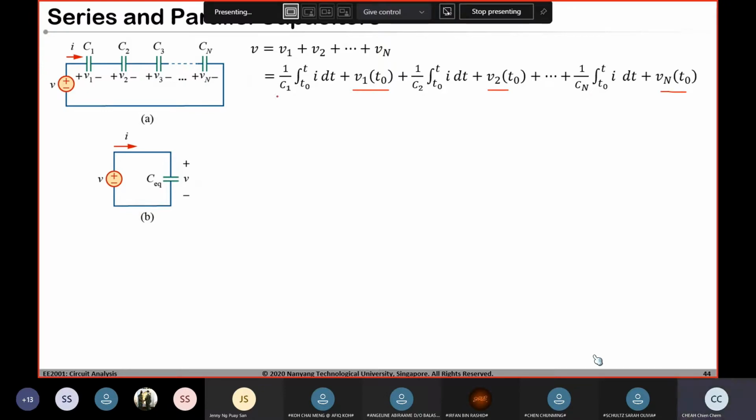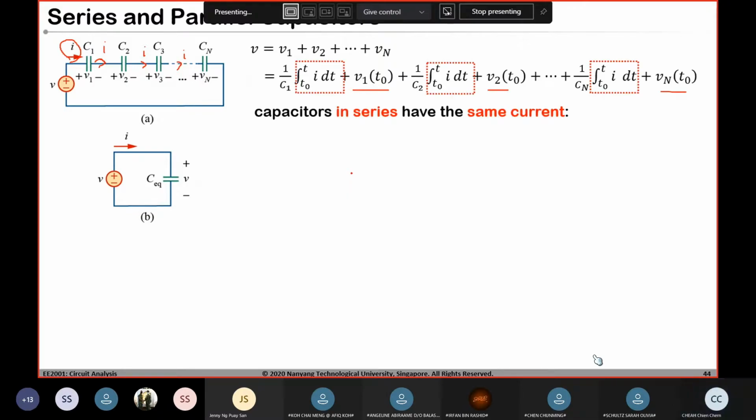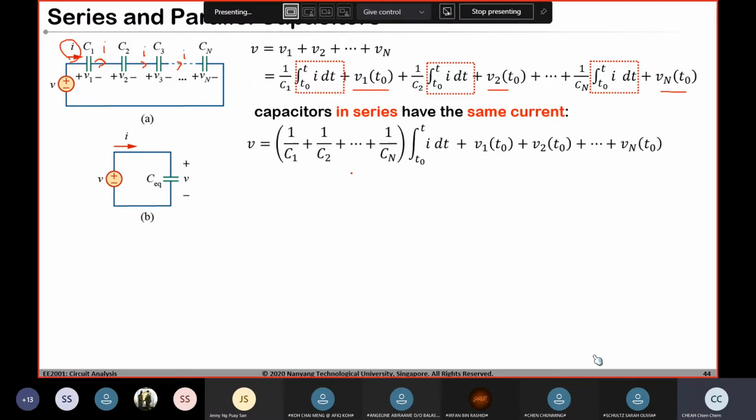The same current will flow through all the capacitors, which means that all these integrations are the same because the capacitances are the same. This means that I can take it out as the common term, and these are the total initial voltage of the capacitors. So this is actually my 1 over equivalent capacitance, and this is my equivalent initial voltage. I can treat it as if it's one capacitor.